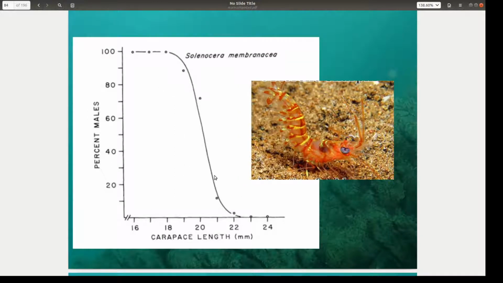And here's a shrimp that starts out as 100% males at smaller carapace length and then reaches a threshold around 20 millimeters where they switch over to females after a molt. So again, this particular sexual system, protandry, occurs when the male's reproductive success doesn't change much as they get bigger, but the female's does. And that's pretty much the case in most or all species.